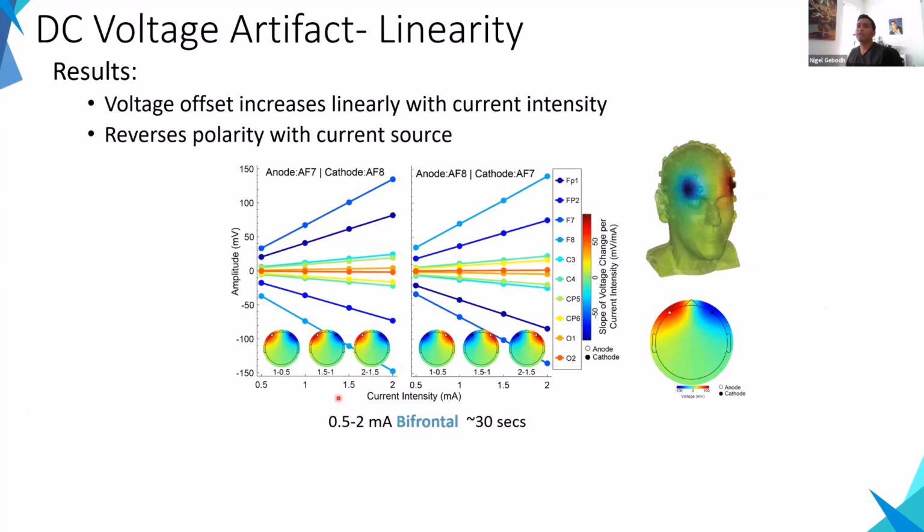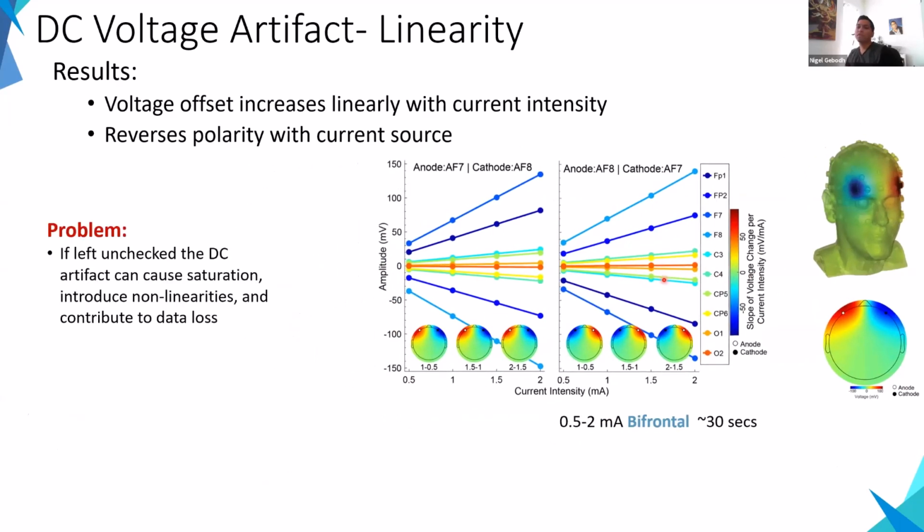So another thing that we looked at was how the DC voltage artifact changed as a function of current intensity. And what we saw was that it was linear as you increased the current intensity from 0.5 to 2 milliamps. And even when you changed the polarity, it still maintained linearity.